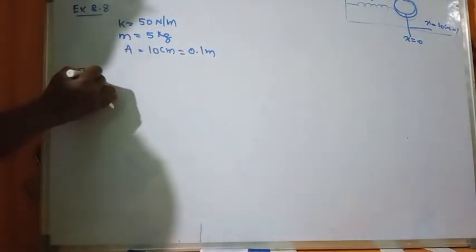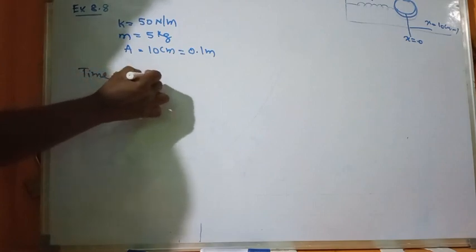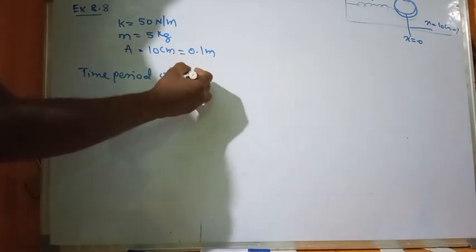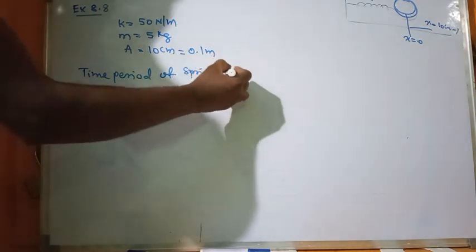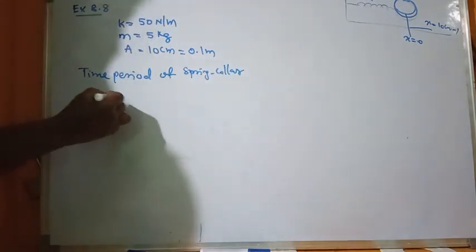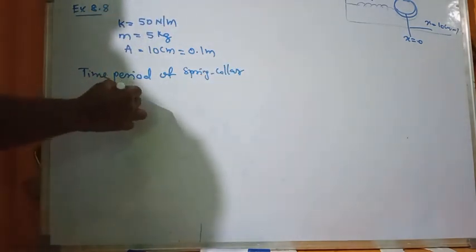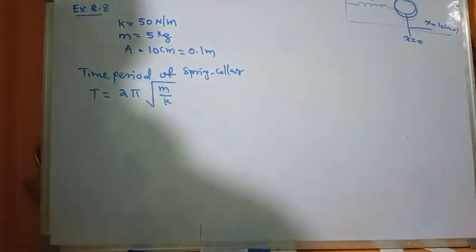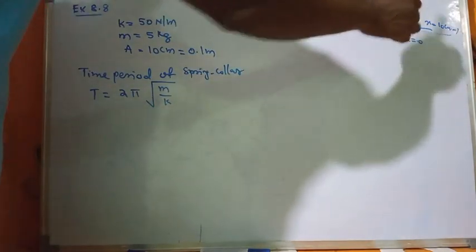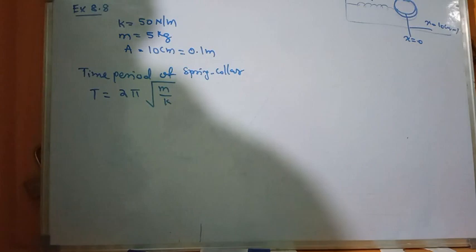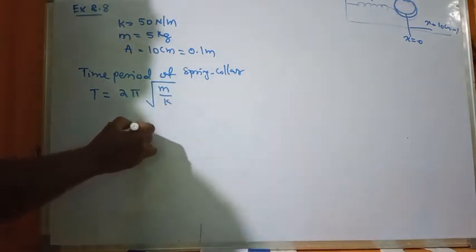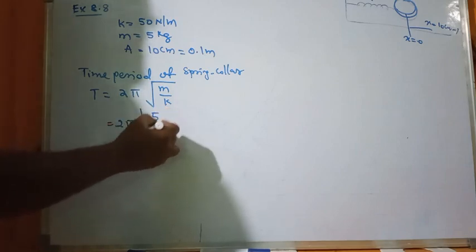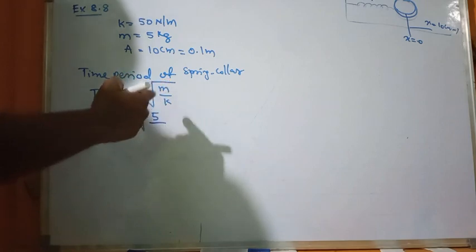So the time period of the spring and block system, here spring and collar, is capital T equal to 2 pi under the root of m by k, according to our formula for the spring and block system. Here we have one collar. So this is equal to 2 pi under the root of m is equal to 5 by k.